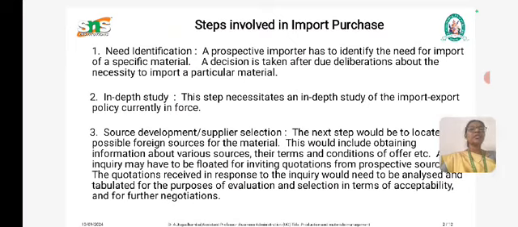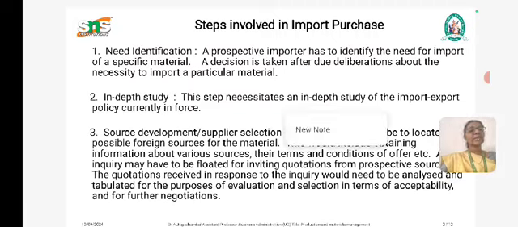First thing is need identification. What is the need of the particular import? The importer has to identify the need for import of specific materials, and based on that they take decisions about the necessity of importing a particular material.